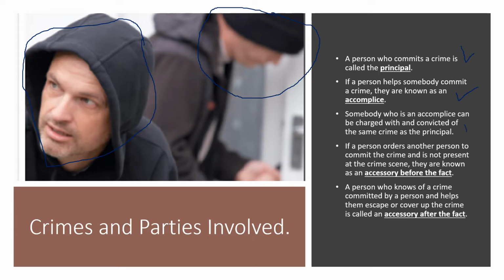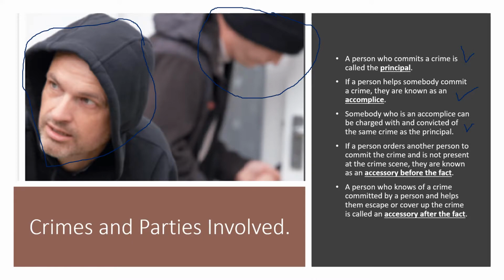So somebody who is an accomplice can be charged with and convicted of the same crime as the principal. A lot of times the accomplice will say, well, I didn't shoot the gun, I just drove the car. I didn't go in the bank and rob the bank, right? I just drove the car. I was the getaway driver. Doesn't matter. In the eyes of the law, you helped somebody commit the crime. So make sure you understand that, okay?